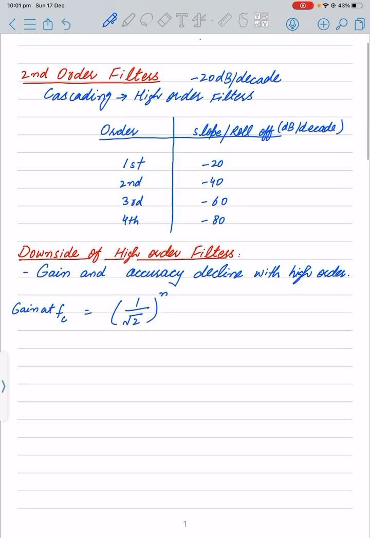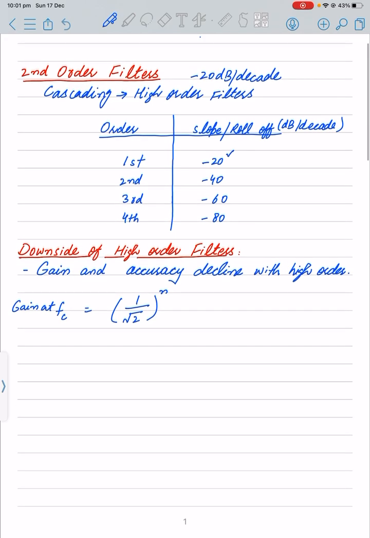So for example, we were getting around negative 20 dB per decade of slope for our first order filter, and for our second order filter we will be getting negative 40 dB per decade. Similarly, for third order negative 60 dB per decade of slope or roll off, and for the fourth order filter around negative 80 dB per decade. So we can achieve a higher slope, or faster response, by increasing the order of our filters. But that was the case for the passive filters.